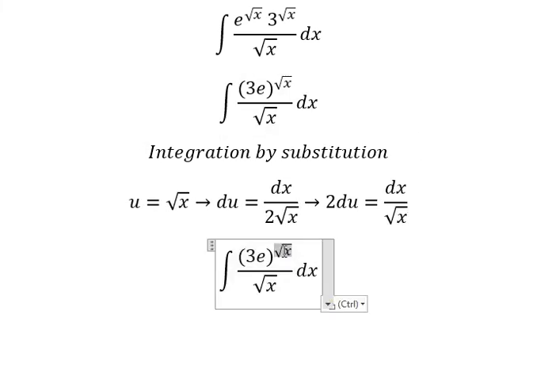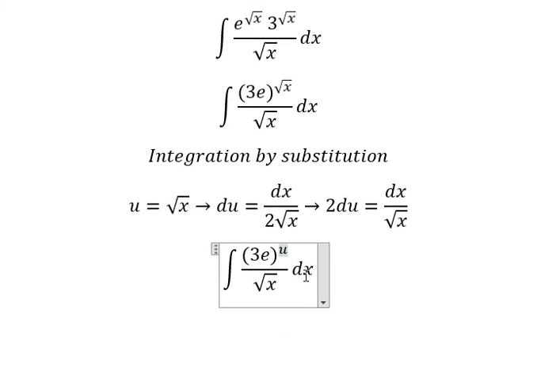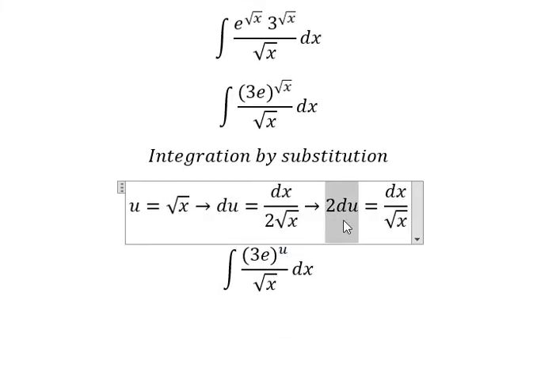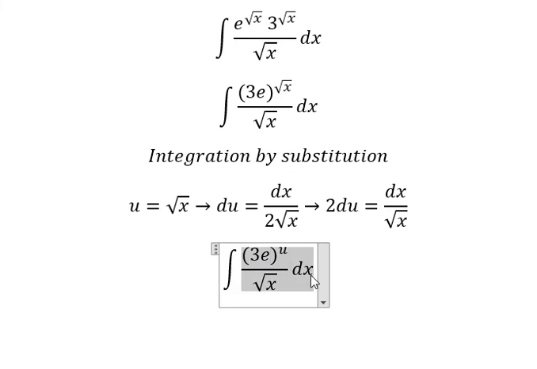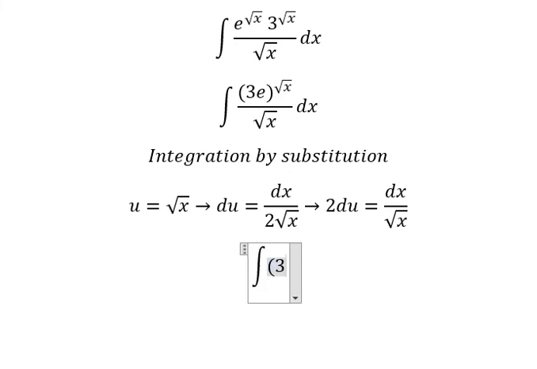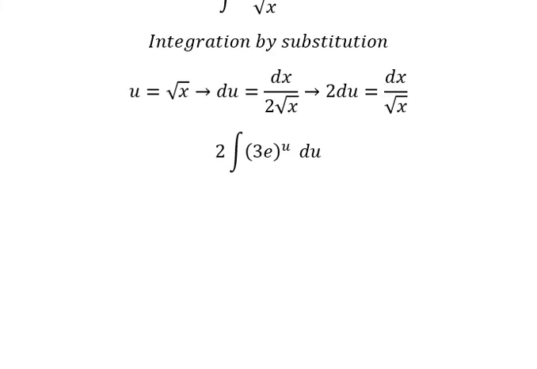This one we change by u. So dx over the square root of x we change to 2 du. The number 2 I will put in here. Now we have the formula in here.